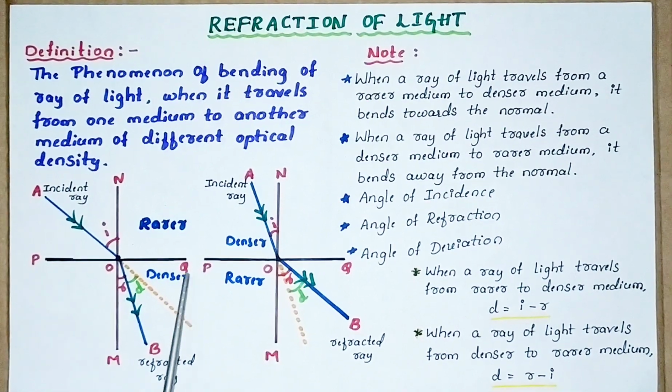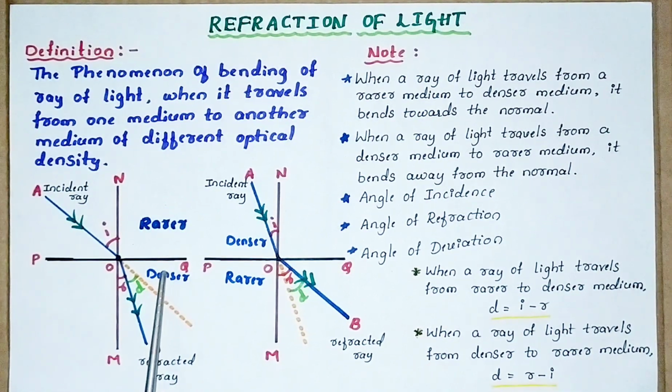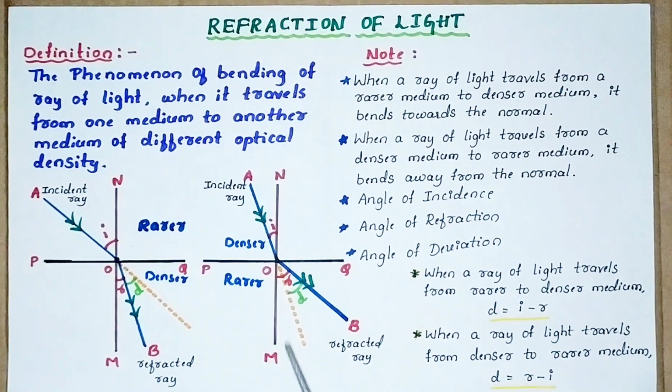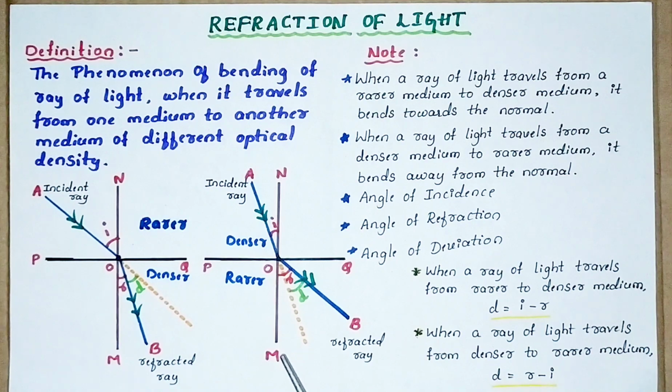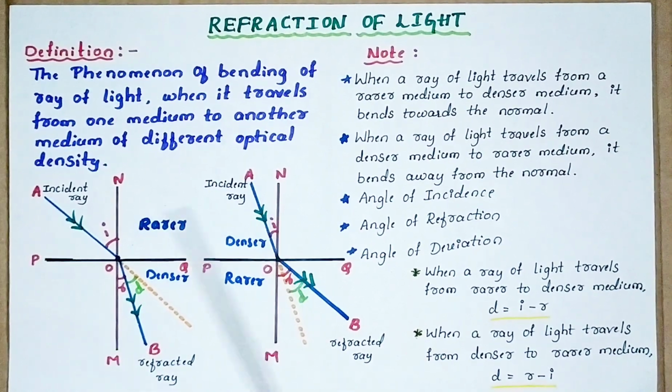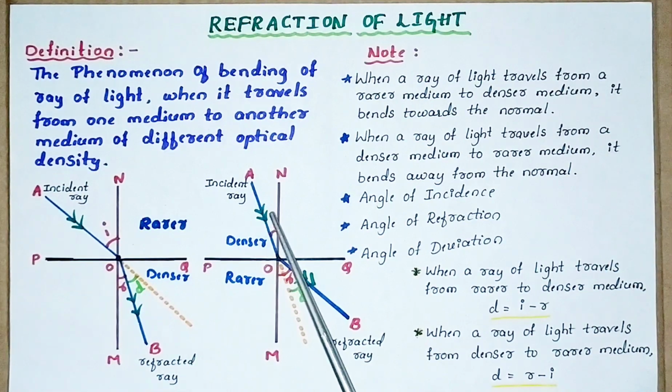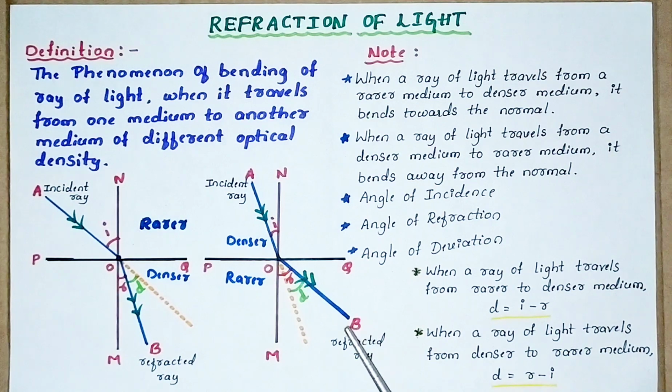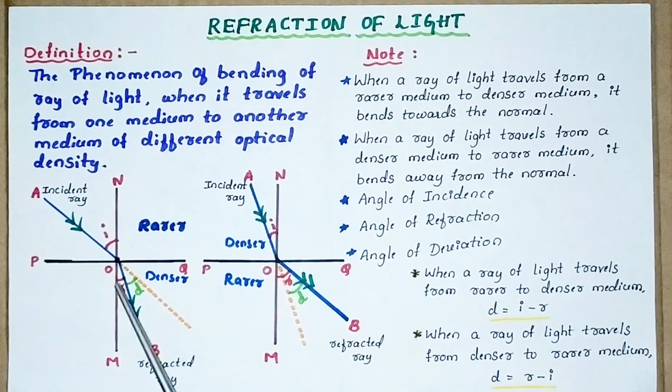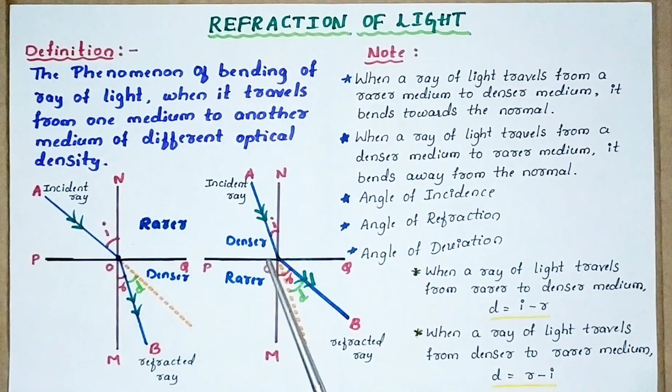PQ indicates interface. Interface means the line which separates two media. NM indicates normal, the line perpendicular to the surface, reference line. In both the diagrams, AO indicates incident ray and OB indicates refracted ray. So then what is the point O? Point O is point of incidence.